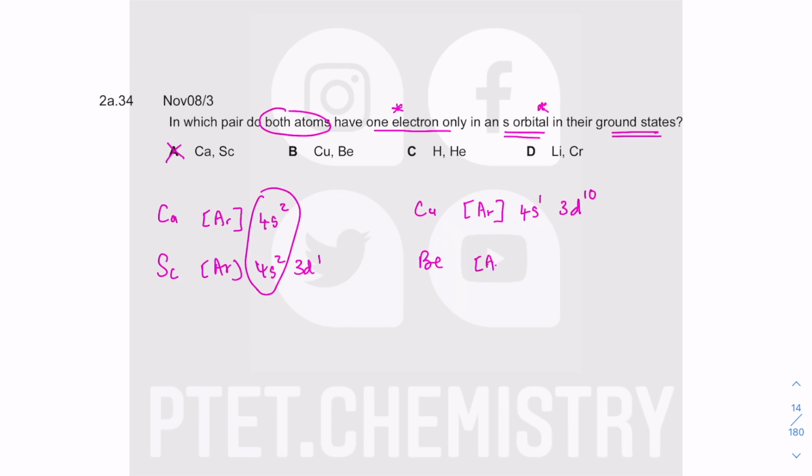Beryllium, on the other hand, is not argon. Beryllium has only 4 electrons, so you could start from helium or you could just write the whole thing out, but there's basically 2s2, and this is not what you want. You want 1 electron only in the s orbital, so I can cross that out.